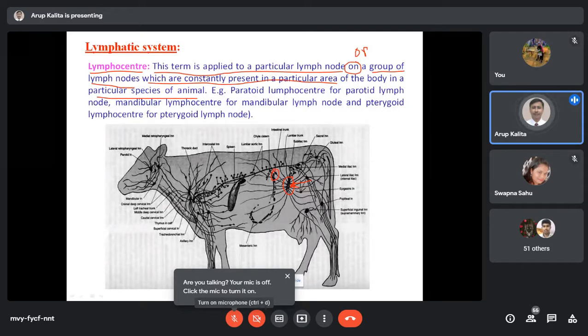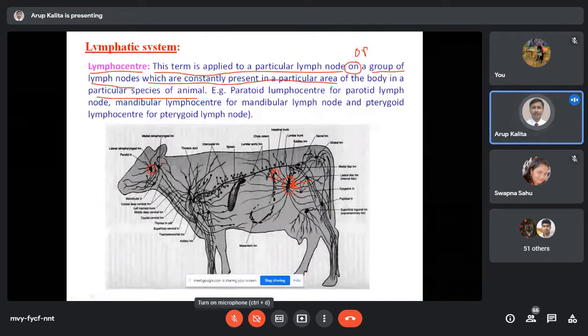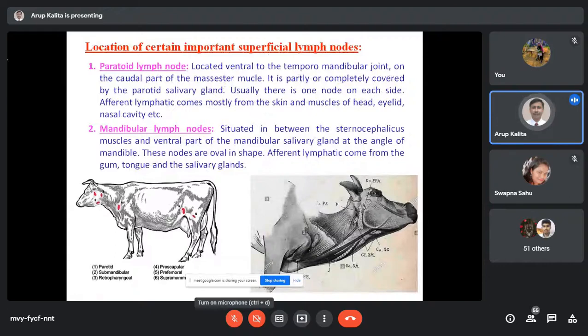This is the parotid lymph node. This lymph node is always present there, and that is called a lymphocenter. That means this is called the prefemoral lymphocenter, always present here. This is called the parotid lymphocenter, always present here. So lymphocenter is the point where you will definitely get a particular lymph node or a group of lymph nodes in a particular area, in a particular species of animal. You go through it.